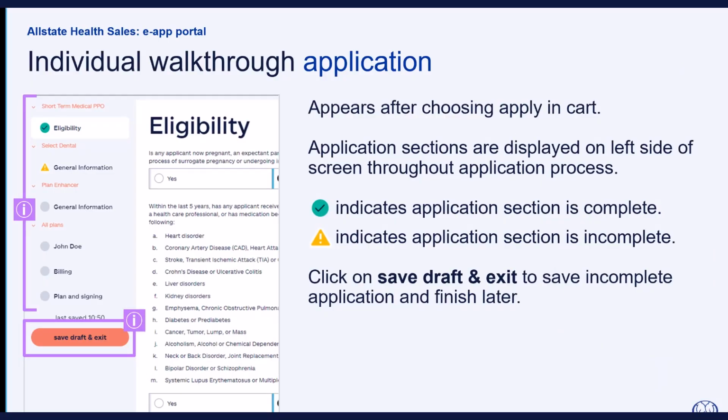The first screen you'll come to in any application in our system will be an eligibility verification for the plans that you selected. As you're looking at the left navigation bar, any green circle check means that you have completed that section. A yellow exclamation triangle indicates that it's incomplete, and a gray area means we haven't done it yet. You can simply save the draft and exit to come back later, or walk through the application as necessary.